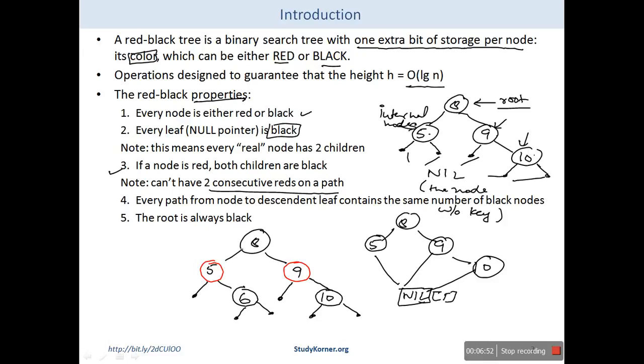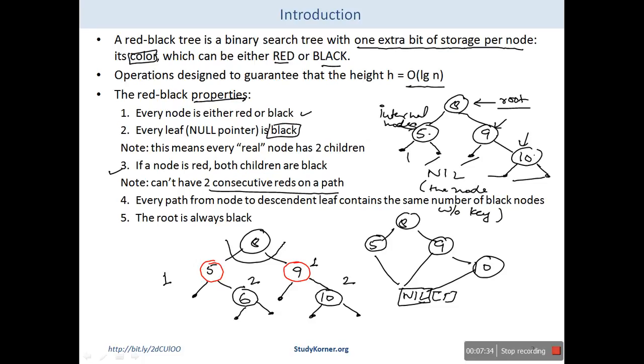So the black height is the number of black nodes in this path. The number of black nodes in this path is 1. In black height we are not including the root node. So the black height of this path is 1. The black height on this path is 2. The black height of this path is 1. The black height of this path is 2, and from this path is also 2. So this is not a red black tree because the black height is not the same in all the paths.